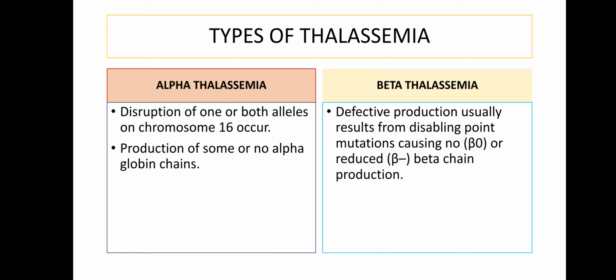So, types of thalassemias: there is alpha thalassemia and beta thalassemia. Alpha thalassemia is due to disruption of one or both alleles on chromosome 16. So, there is either production of some or no alpha globin chains. In beta thalassemia, defective production usually results from disabling point mutations causing no or reduced beta chain production.